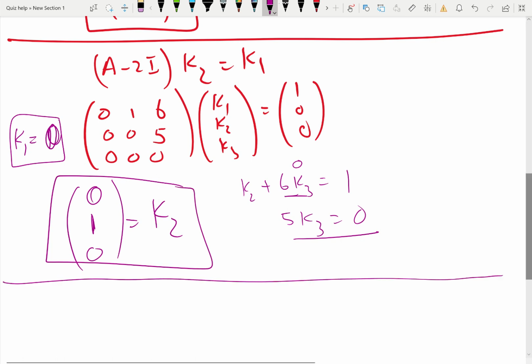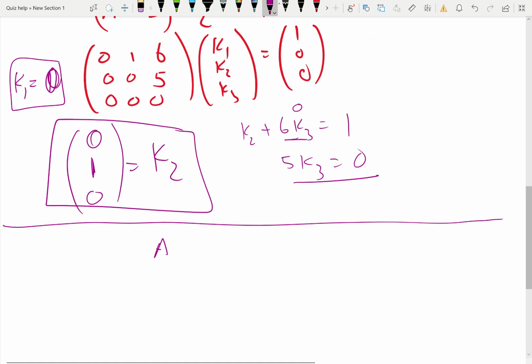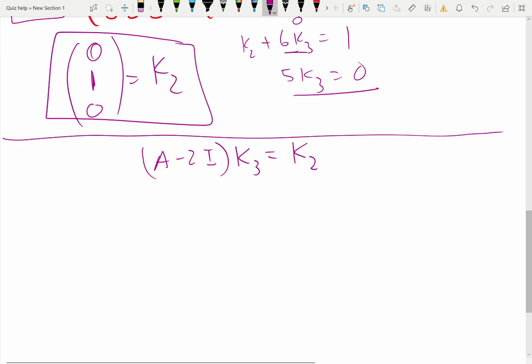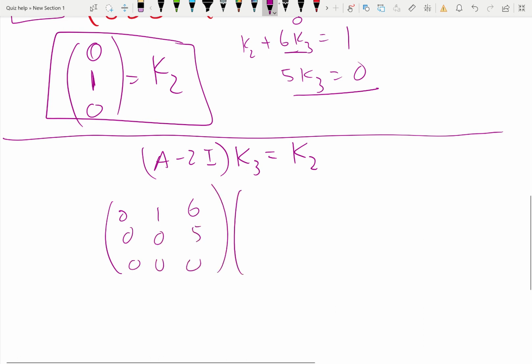Now we want to find the third generalized eigenvector. So we use the equation (A minus 2I) K3, but now we use capital K2, the previous vector we found. That's the only difference. The A minus 2I matrix is again 0 1 6, 0 0 5, 0 0 0, here little k1, little k2, little k3. The only difference is the right side: 0 1 0 is K2.